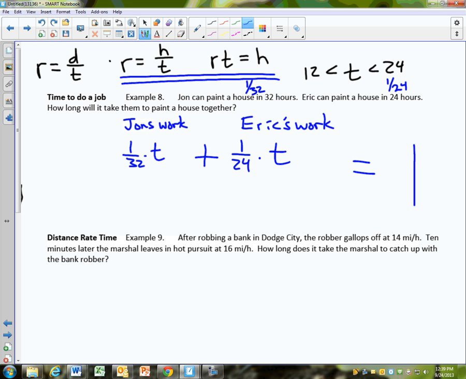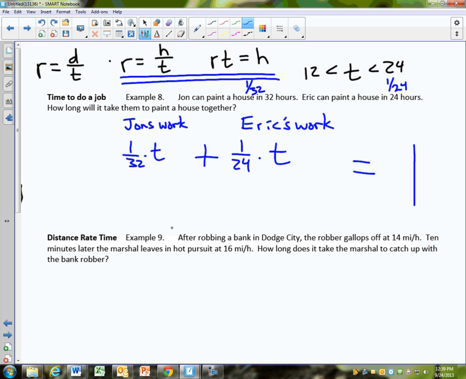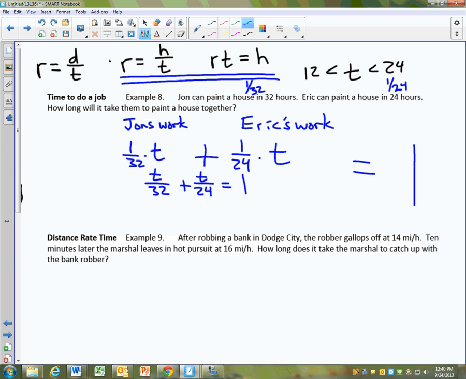So as you see here, John's not going to get quite as much done. Eric will get more done. They will spend the same amount of time, and they will complete exactly one house. So now we have enough information to solve this equation. T over 32 plus T over 24 equals 1.